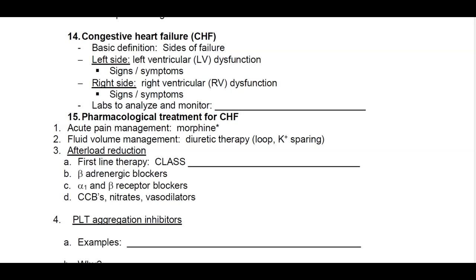So a lot of its symptoms, right? So left starts with an L, and the symptoms are more lung related. So lung starts with an L as well. So that's an easy way to remember. So what are those signs and symptoms?